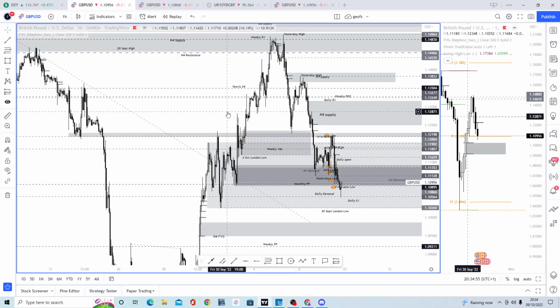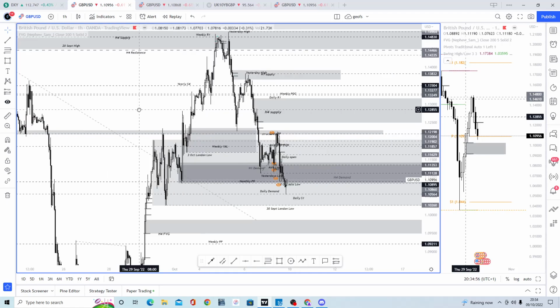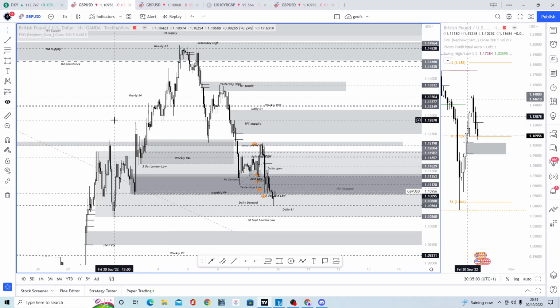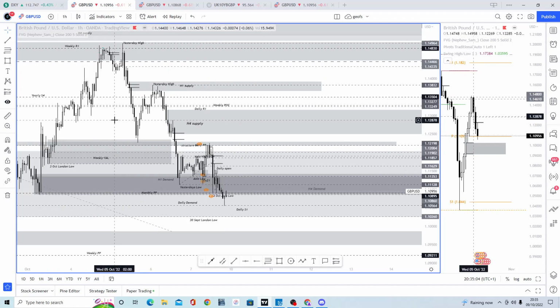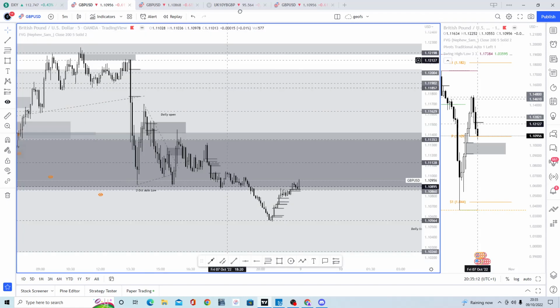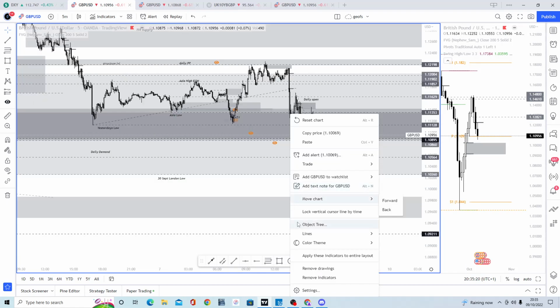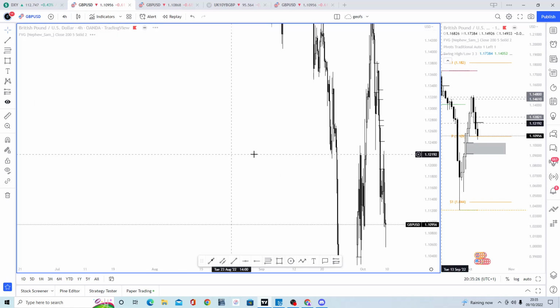And can you see this absolute mess? If I was to start the day trading with all my annotations and markups, this is untradeable. This is a total mess. So what we do, right click, remove everything. Just get rid of it all, and we have a nice clean chart. And we'll put it on 4 hour. Okay.